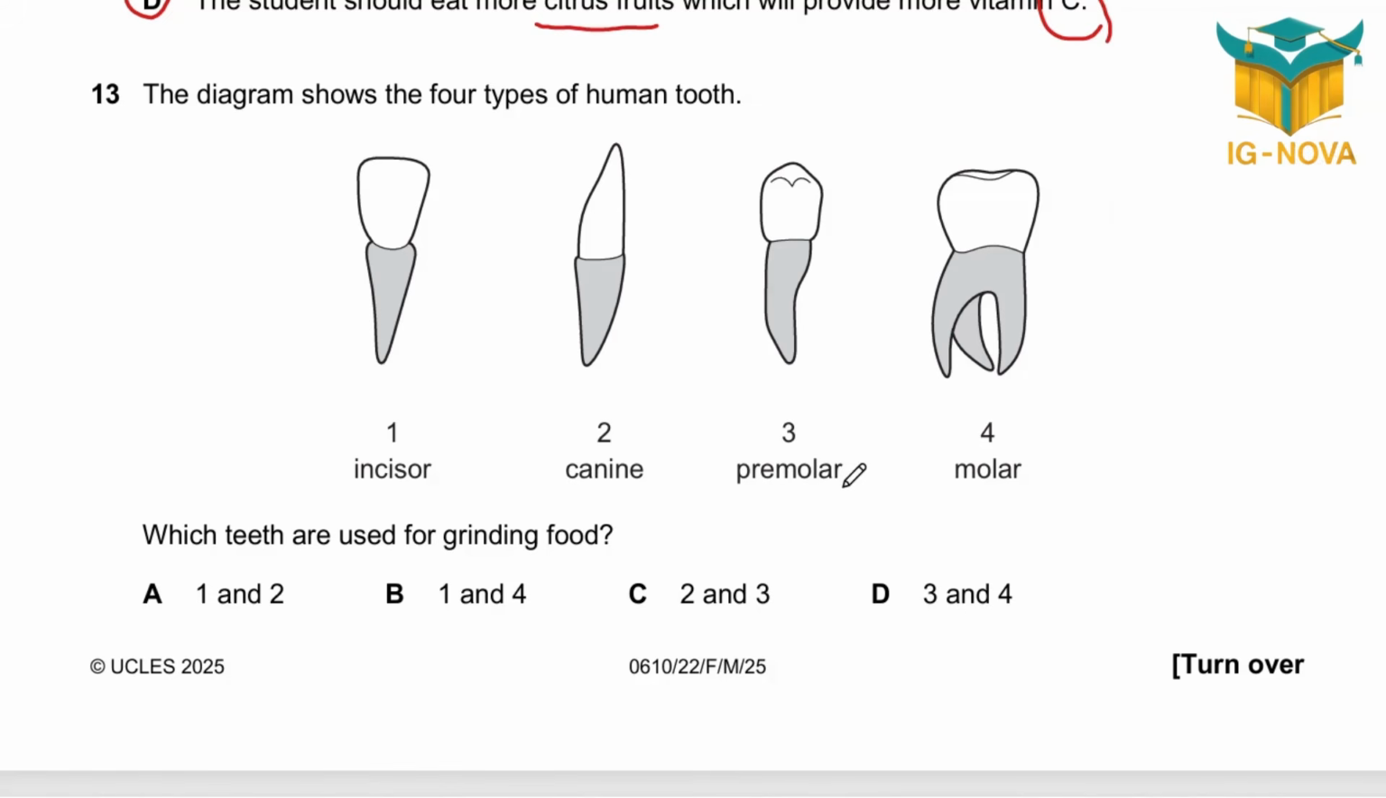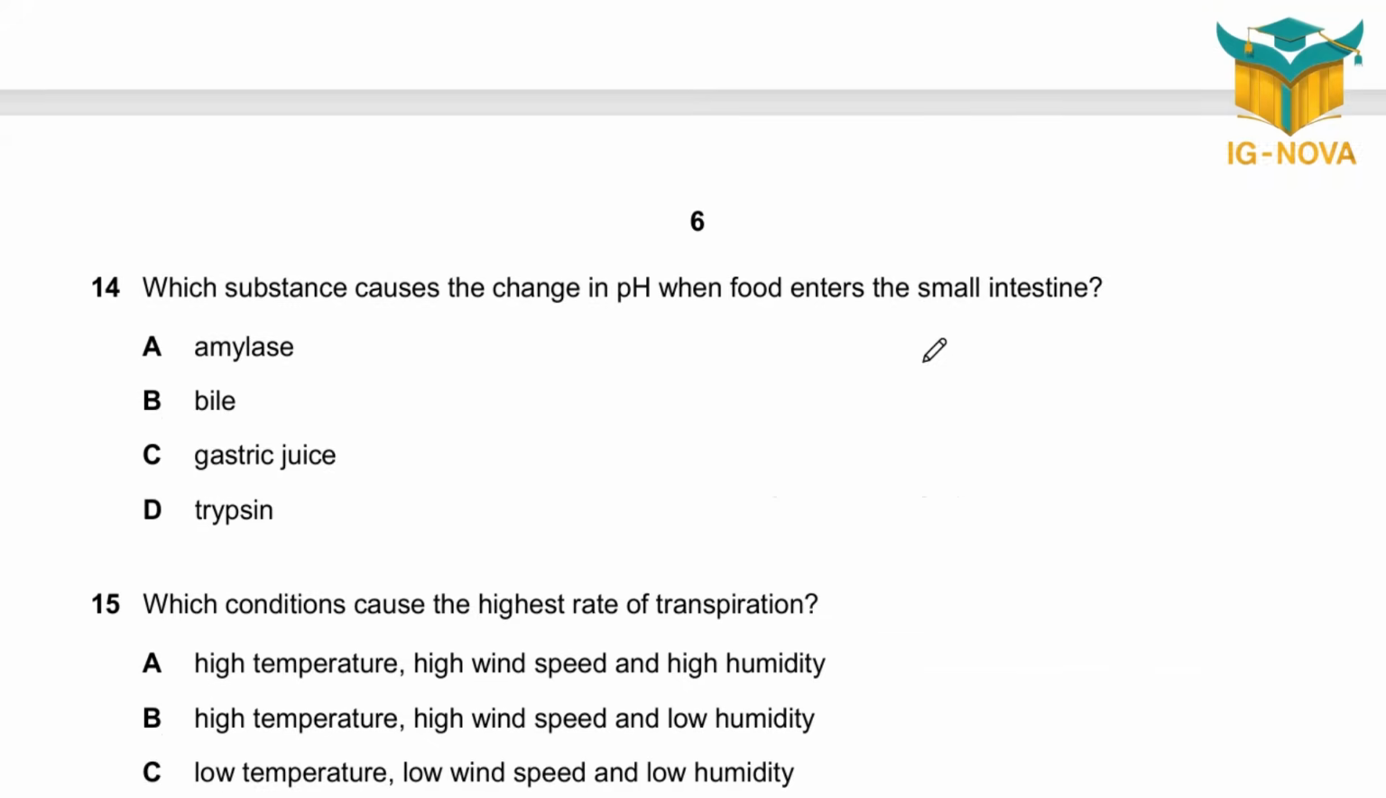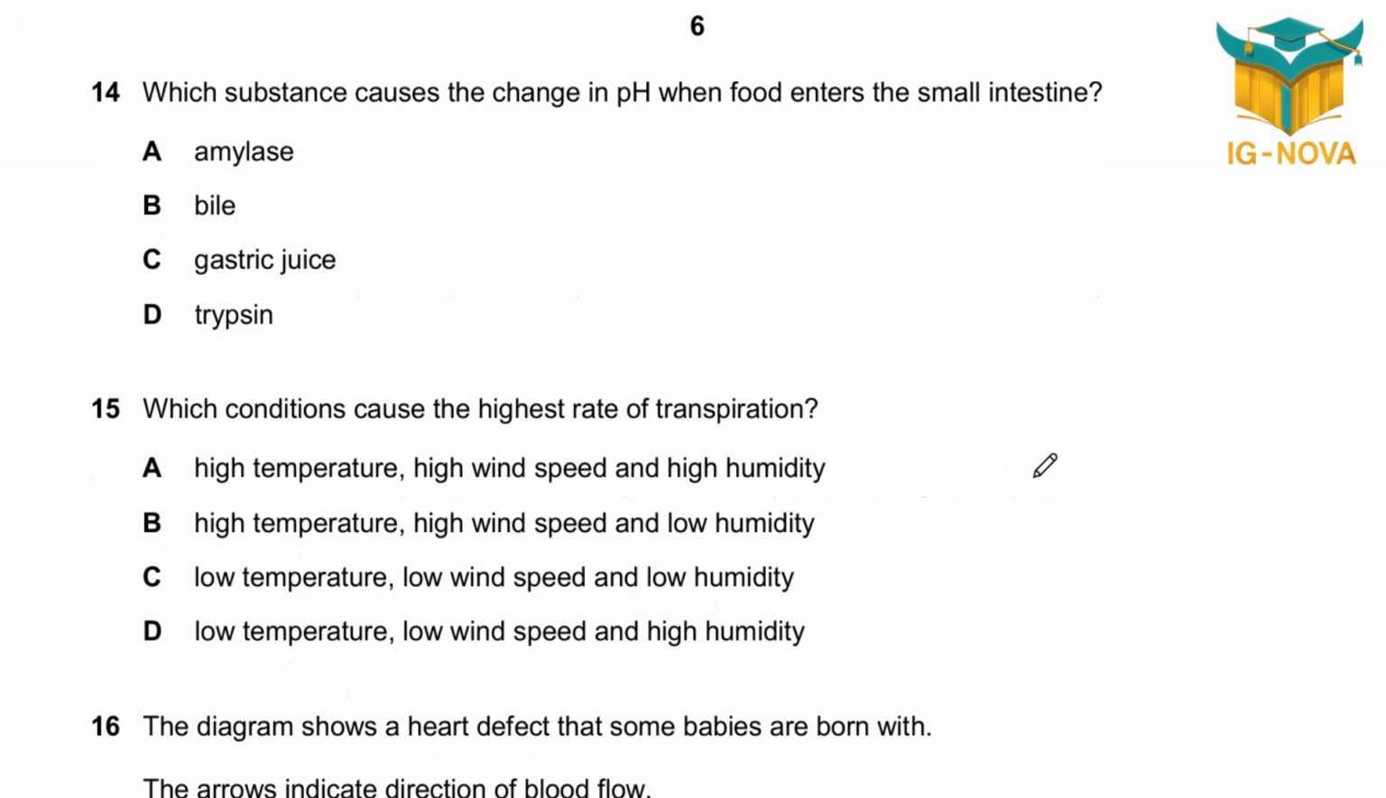Incisor, cut. Canine, tear. Premolar, molar, crush, grind. So 3 and 4. Fact. Question 14. Which substance causes a change in pH when food enters the small intestine? We have been taught that bile is an alkaline mixture to neutralize the stomach acidic mixture. So we need bile to neutralize the stomach acids.